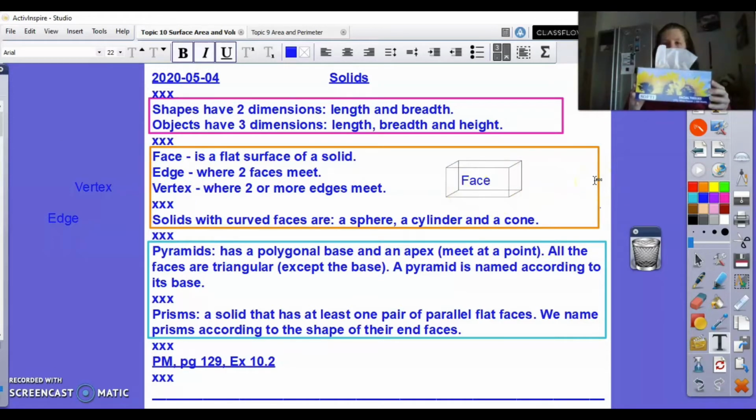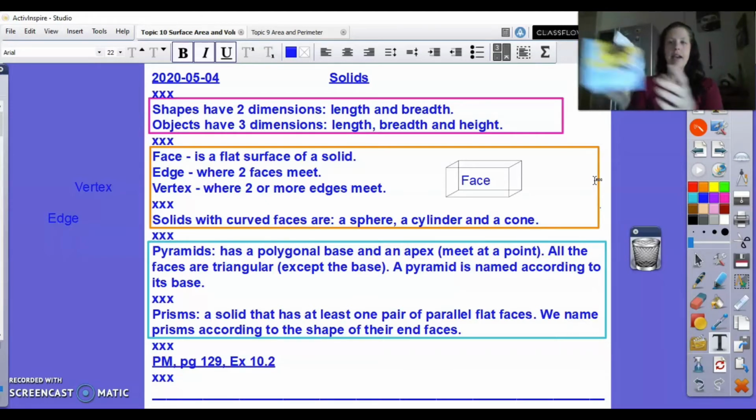Look at this tissue box. This is a face. It's a flat surface. This is a face at the top. On the sides, there's 2 flat faces. Underneath, there's a flat face. And at the back, there's a flat face. So that is what a face is. So this tissue box has 6 faces. 1, 2, 3, 4 underneath, 5 at the back, and 6 on the other side.